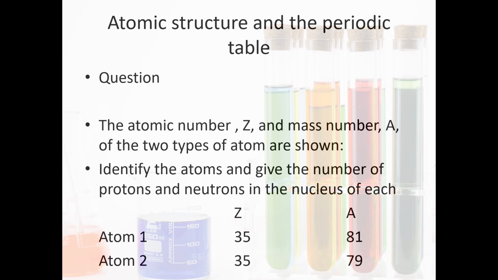Question. The atomic number, Z, and mass number, A, of the two types of atom are shown. Identify the atoms and give the number of protons and neutrons in the nucleus of each.